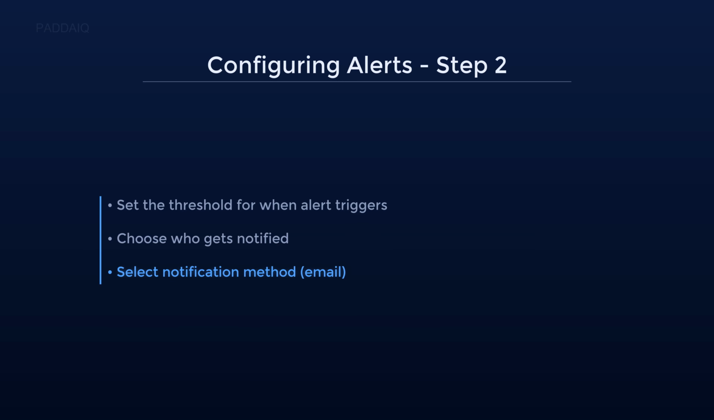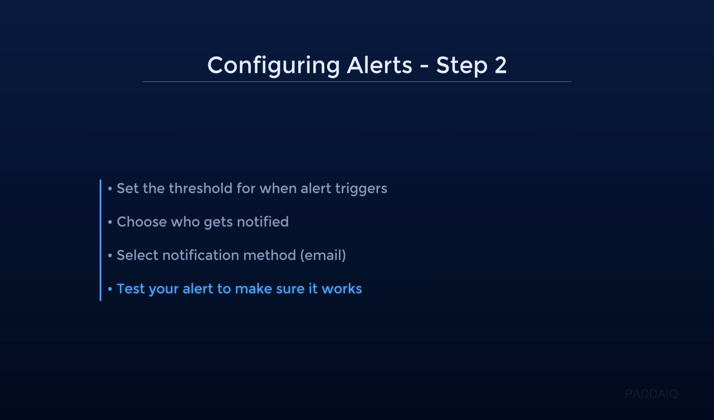Select notification method: email. This means choosing how you want to be told when an alert is triggered, using an email message. For example, if your application's memory usage gets too high, you can have an email sent directly to your inbox. This ensures you are promptly informed of any critical issues.